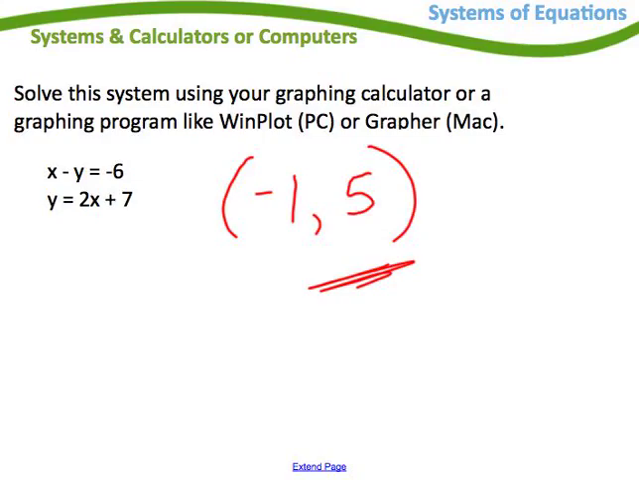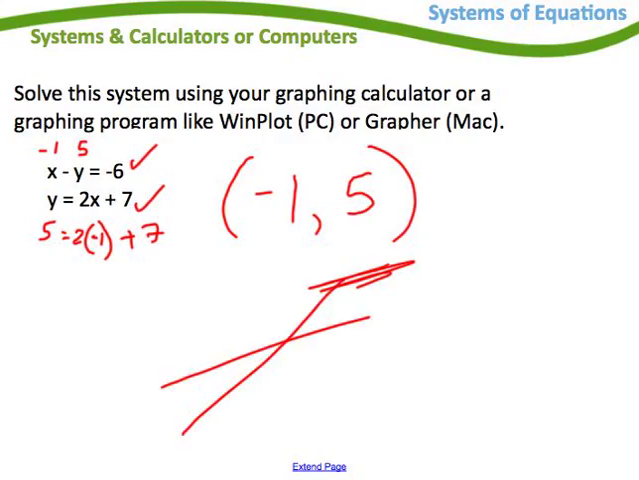And then what I could do is plug these numbers in. Plug a negative 1 in for x, a 5 in for y, and see if it solves it. Negative 1 minus 5 is negative 6. That checks out. Plug a 5 in for y: equals 2 times a negative 1 plus 7. 2 times negative 1 is negative 2 plus 7, sure enough, gives you 5. So this point satisfies both equations. Therefore, that point is where those two lines cross. Okay, so that's how you could do it with a graphing calculator or with a computer.